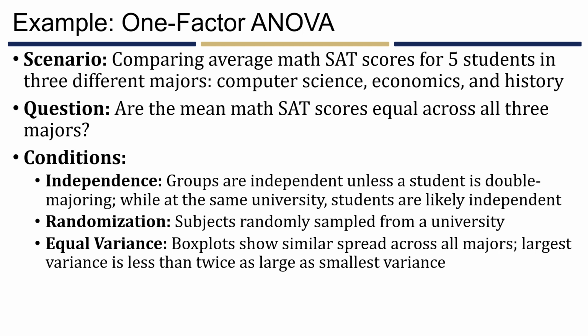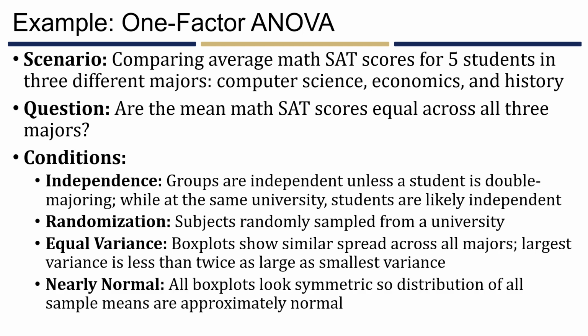So more formally, going back to our conditions, the box plots did show similar spread across all majors, and mathematically, the largest sample variance from the history majors was less than twice as large as the smallest sample variance, which came from the computer science majors. And the nearly normal condition was satisfied as well, because all of our box plots did look very close to being symmetric, so we are pretty safe in saying that the shape of the sample mean is approximately normal for all 3 of our groups.